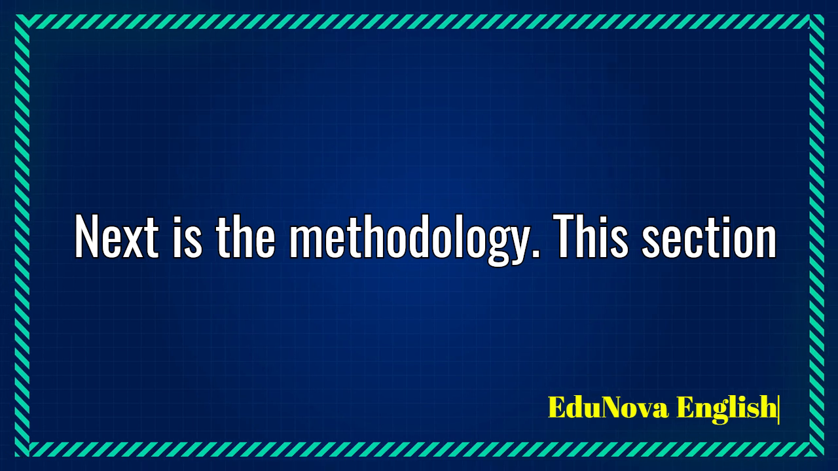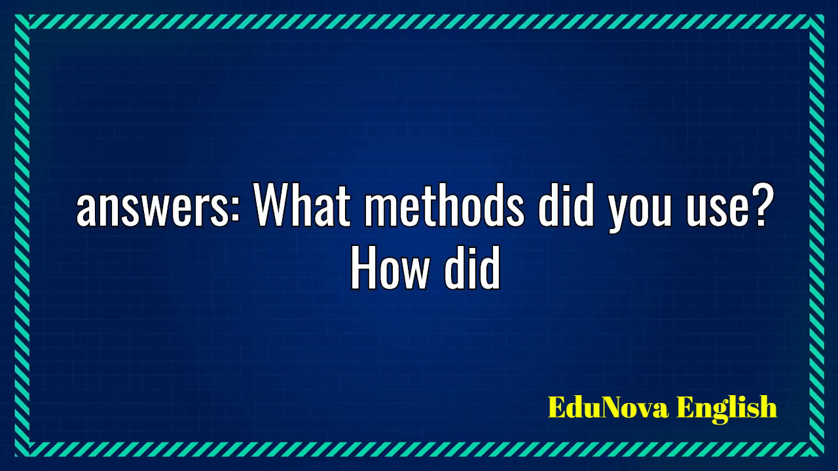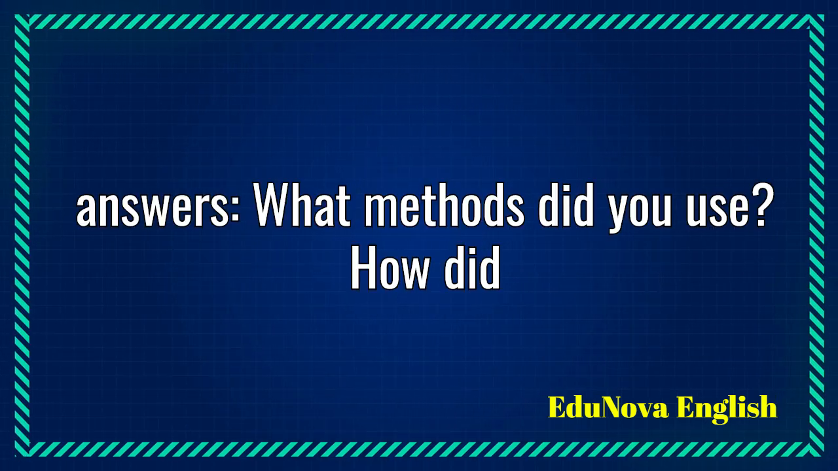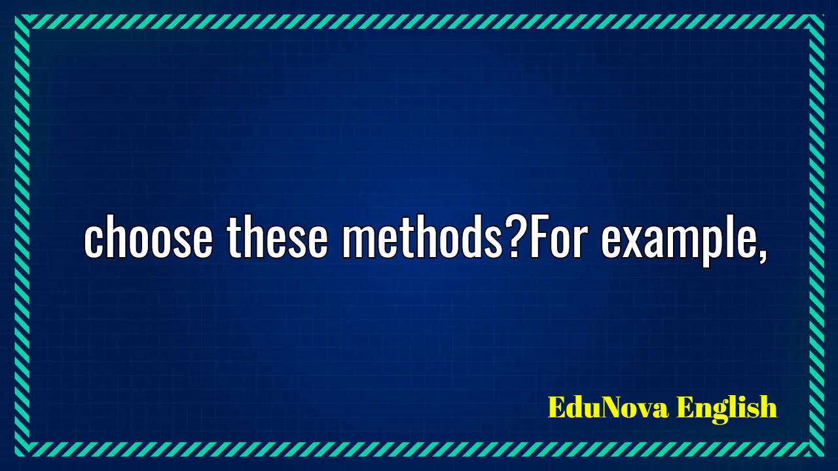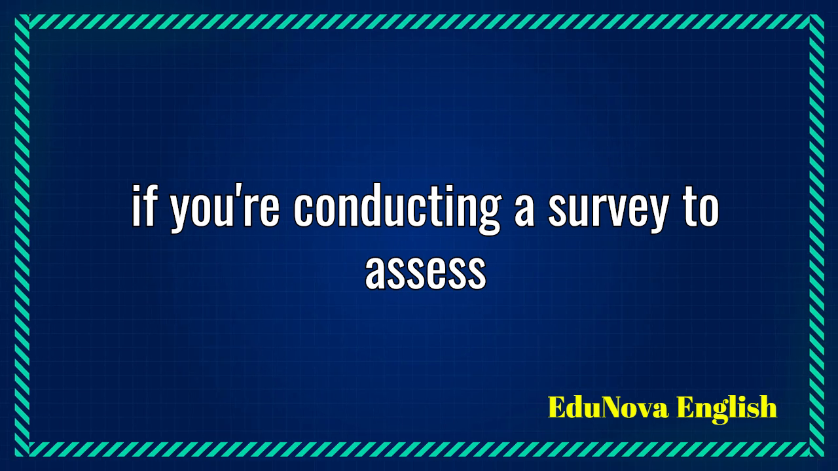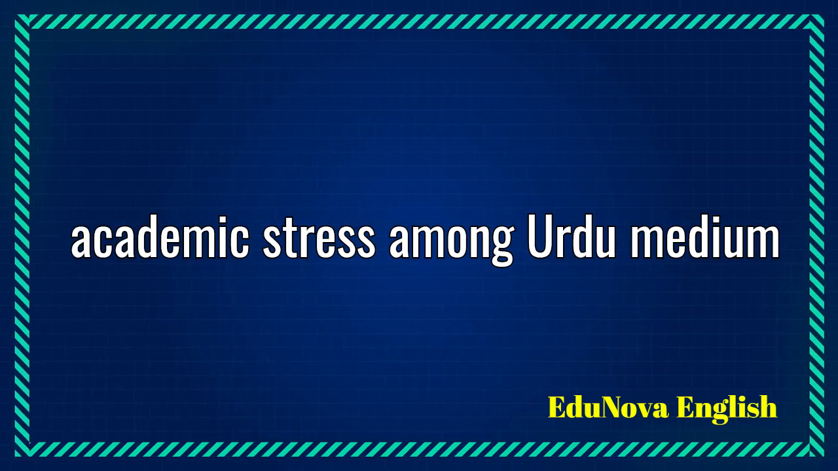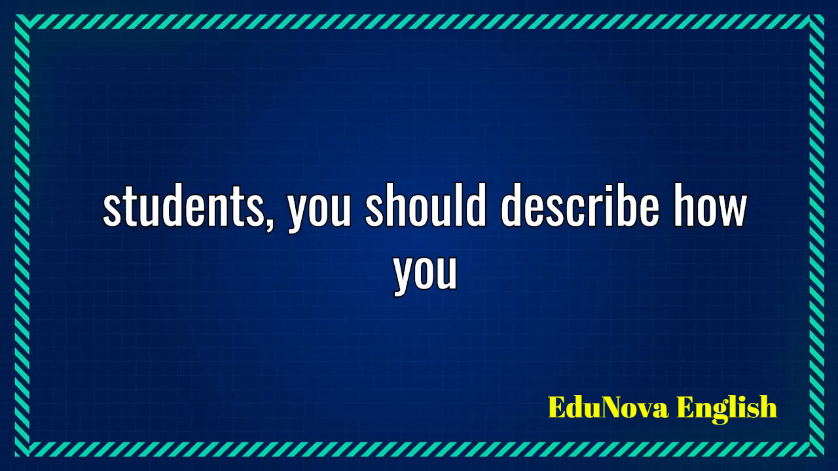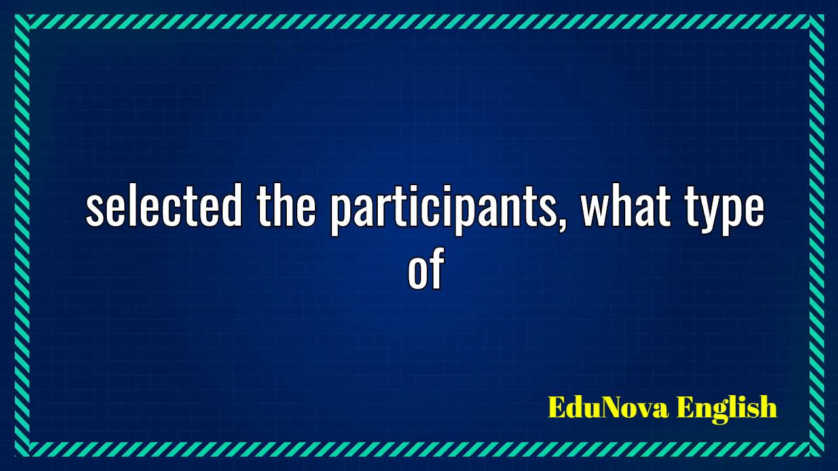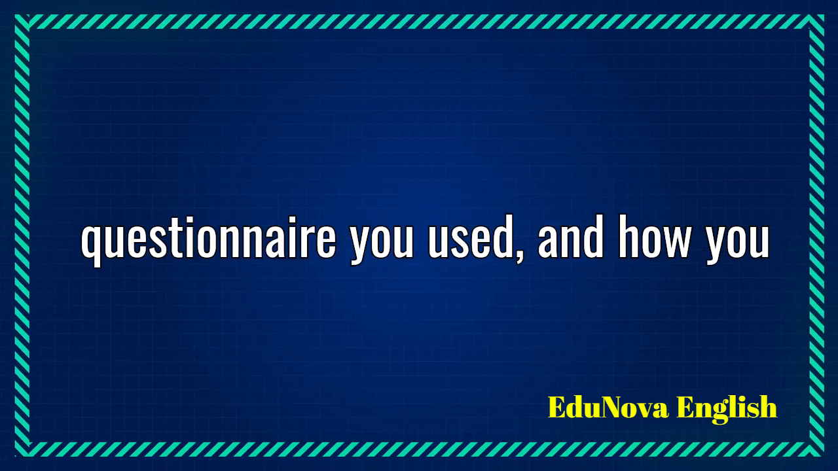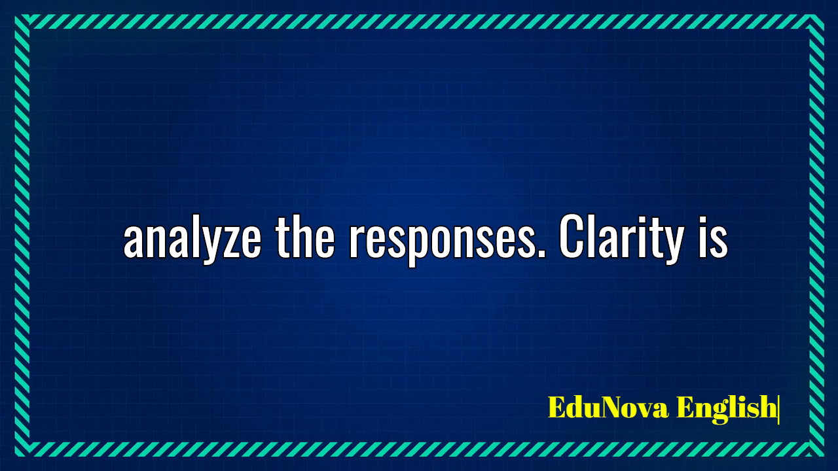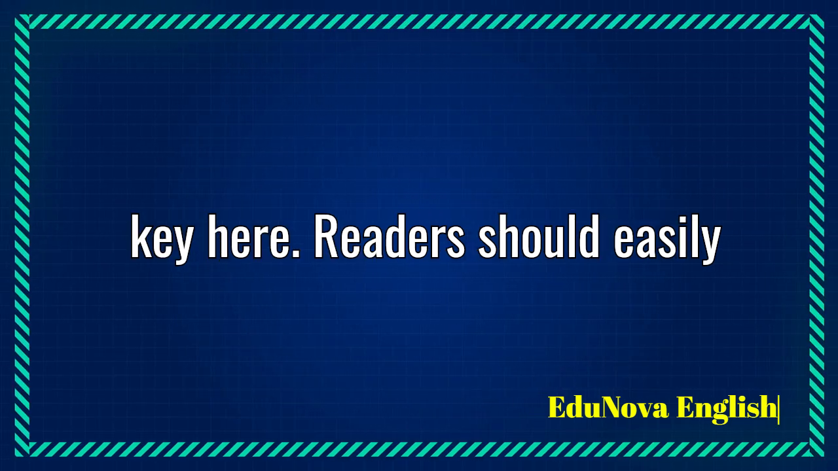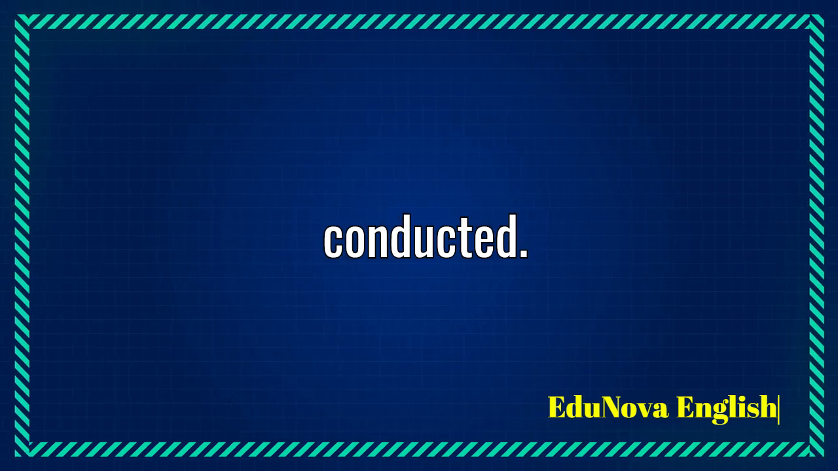Next is the methodology. This section answers: what methods did you use? How did you collect your data? And why did you choose these methods? For example, if you're conducting a survey to assess academic stress among Urdu medium students, you should describe how you selected the participants, what type of questionnaire you used, and how you analyzed the responses. Clarity is key here. Readers should easily understand how your research was conducted.